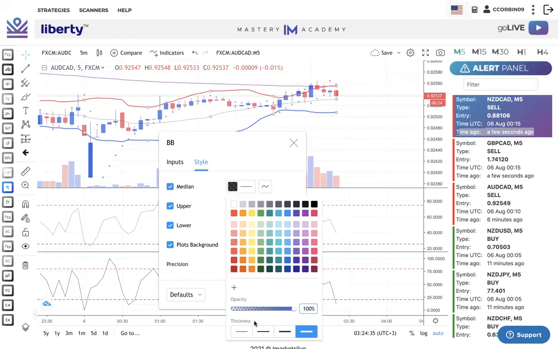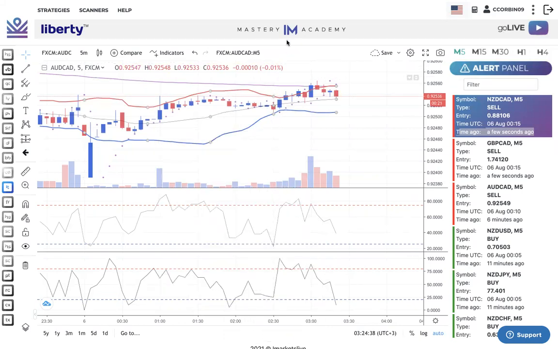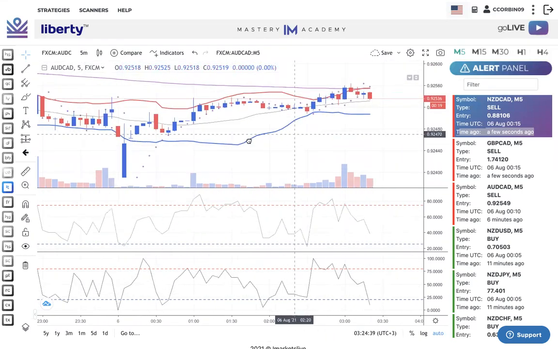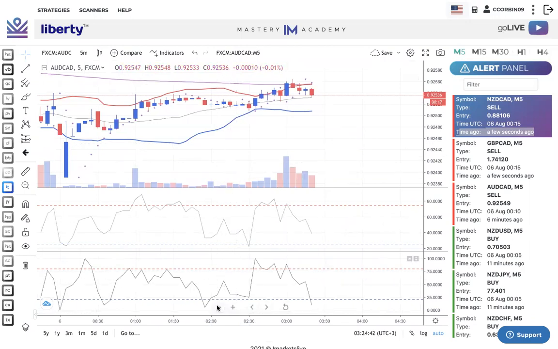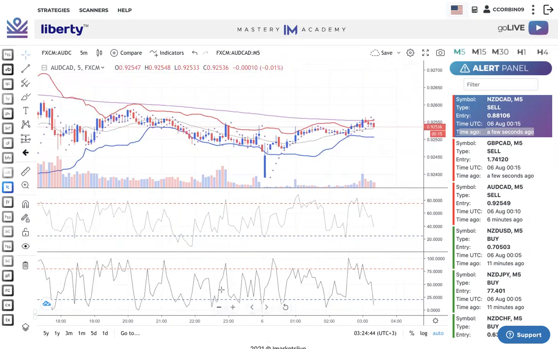All right, so I had to make the Bollinger Bands a little thicker so we can see it. Now, the Bollinger Bands are an indicator I really like. It's one of the first indicators that I learned to use because the way it was taught, it just made so much sense.